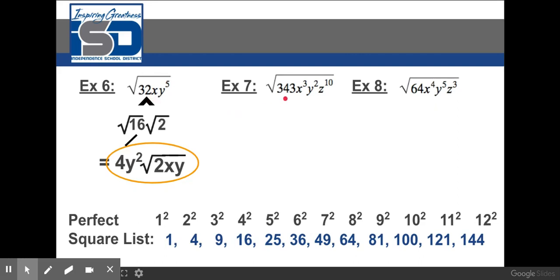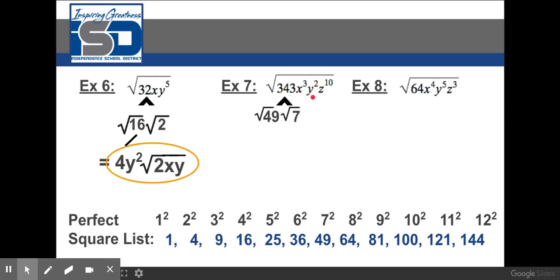Example 7. Trying to find the perfect square that divides into 343. We would go all the way to 49. 49 times 7 is 343. We're going to take the square root of both of those numbers. Let's look at our variables. For x to the third, 2 divides into 3 evenly once with one remainder. So I'll have an x I can take out and an x left on the inside.